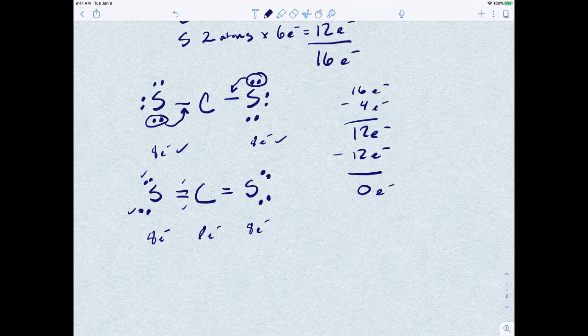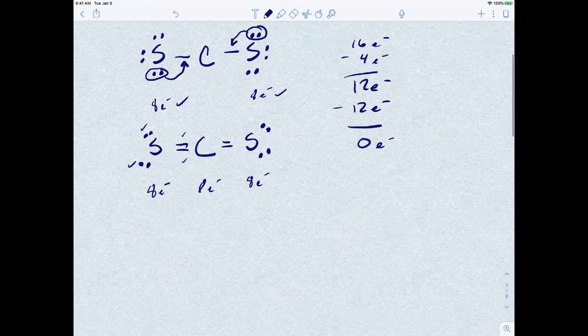Carbon now is happy. So the final Lewis structure is this: you have carbon in the middle, sulfurs on either end. Each sulfur is going to have 2 lone pairs, and carbon is going to be involved in 2 double bonds with each of the sulfurs.